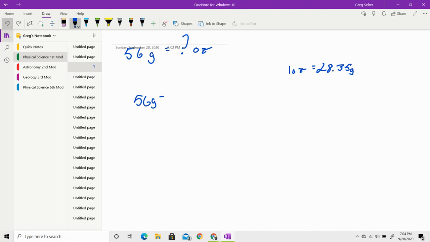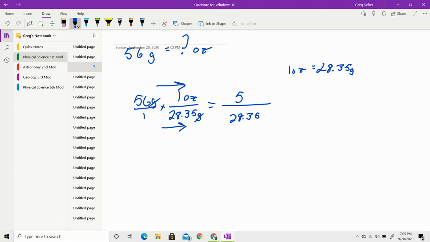Sorry, I was interrupted, guys. Okay, so 56 grams over 1 times 1 ounce over 28.35 grams. We want grams on the bottom, just simply because that's what we want to get rid of. So the grams cancel out. We're going to multiply straight across, right? And then we'll divide out to get our answer. Okay, there you go.